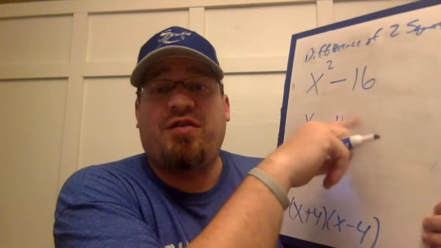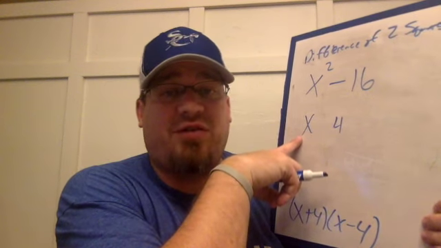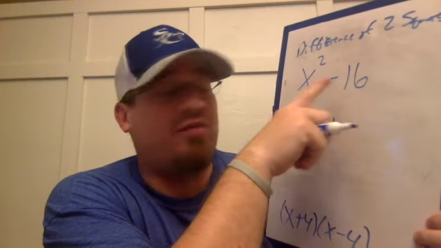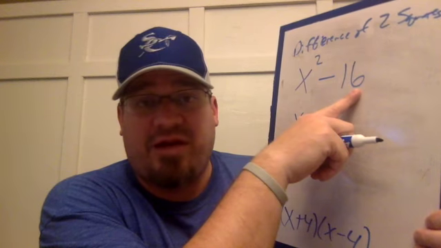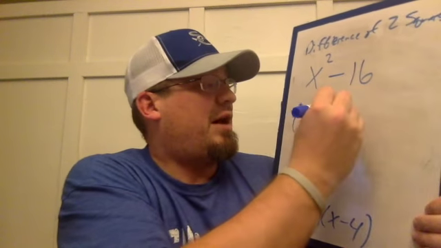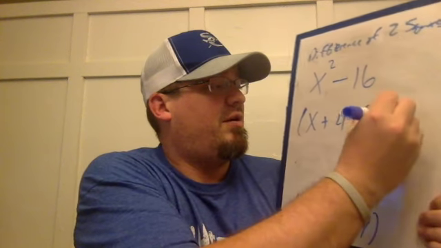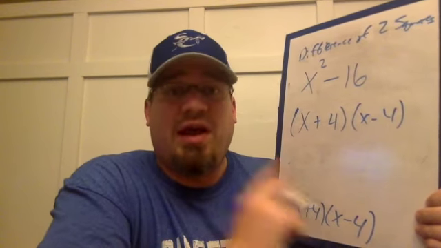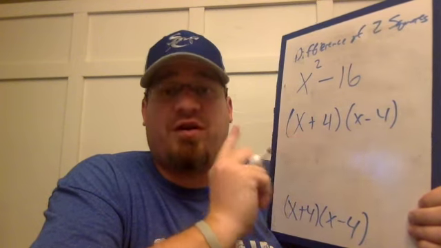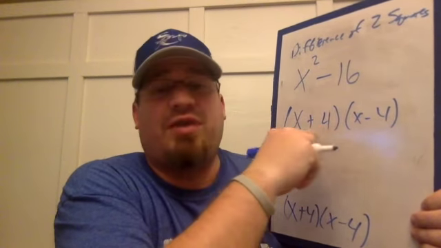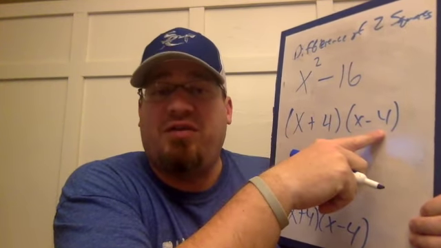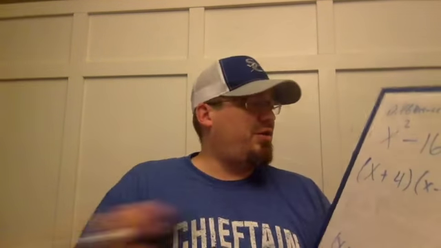Every single difference of two squares has x in the first term, whatever the square root of the first term is, and whatever the square root of the last term is. So I can rewrite this as x plus 4 and x minus 4. It works like this every single time because the middle terms have to cancel out, so these numbers have to be the same. Okay, let me show you another example.